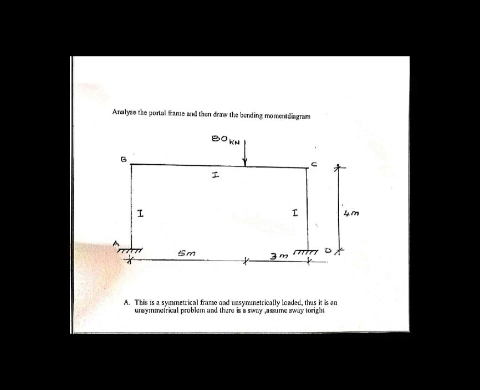Hi, in this session we'll see sway analysis problems using slope deflection method. Analyze the portal frame and then draw the bending moment diagram. You can see a frame here with an eccentric point load 80 kN on BC and spans you can see in the figure. So this is a symmetrical frame and unsymmetrically loaded. Thus it is an unsymmetrical problem and there is a sway.